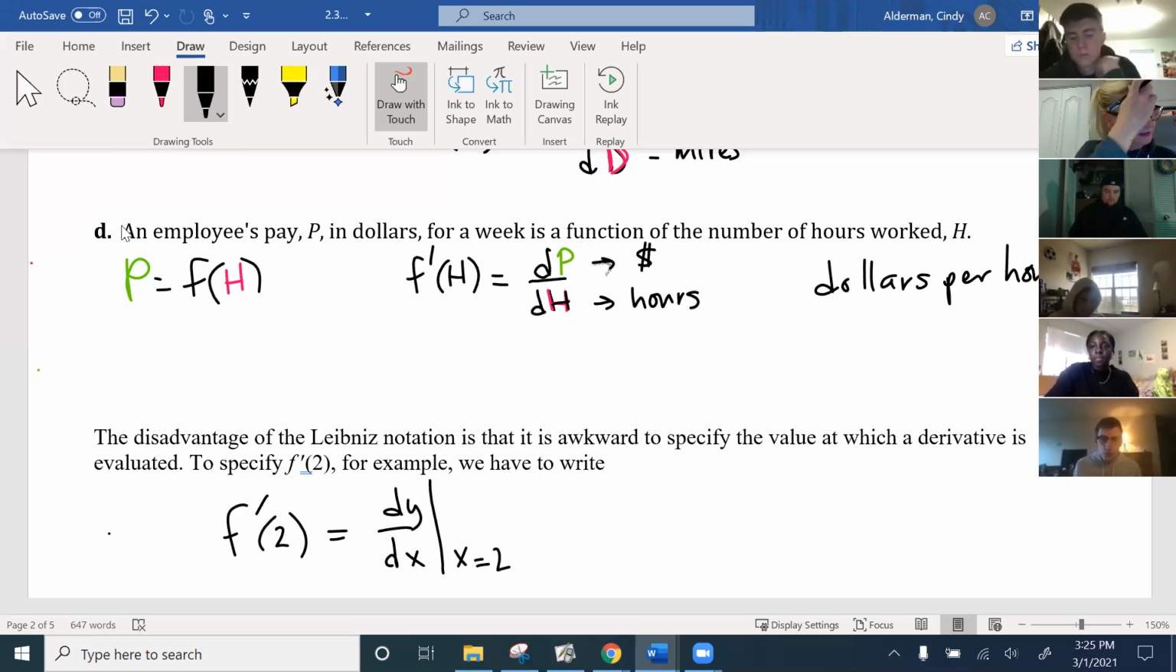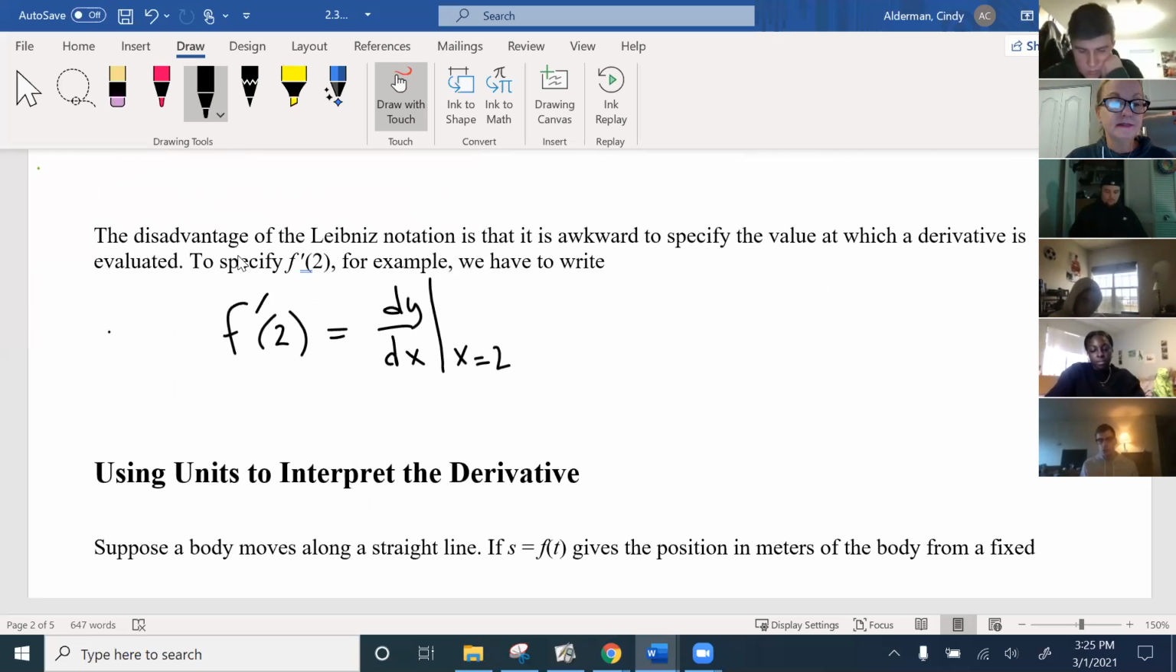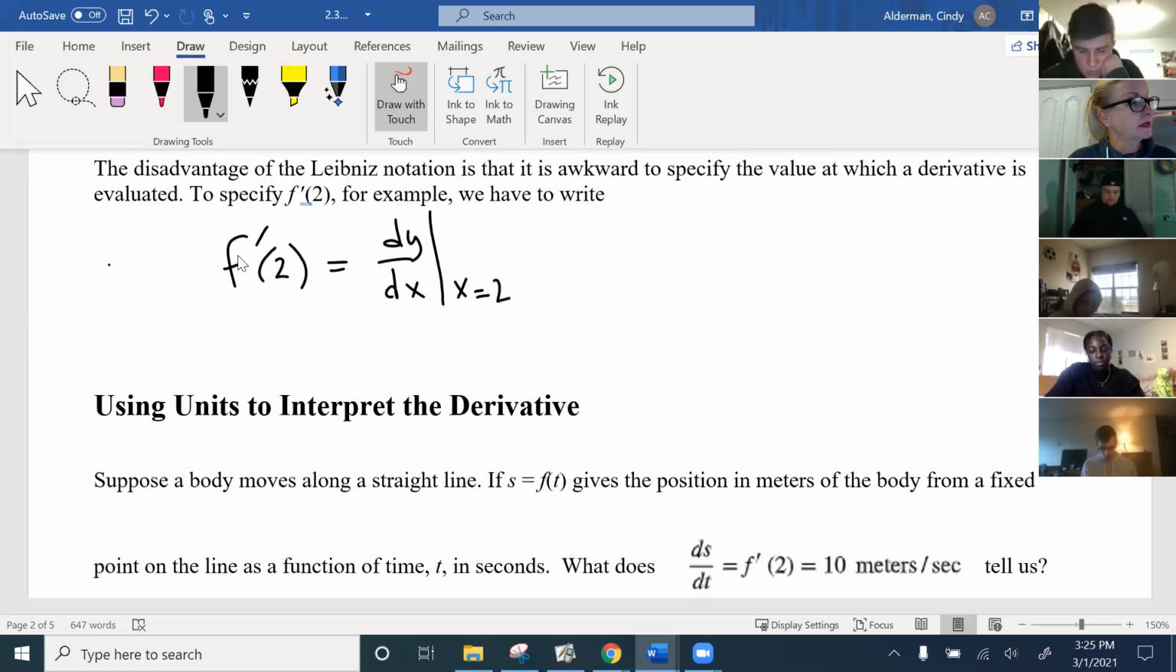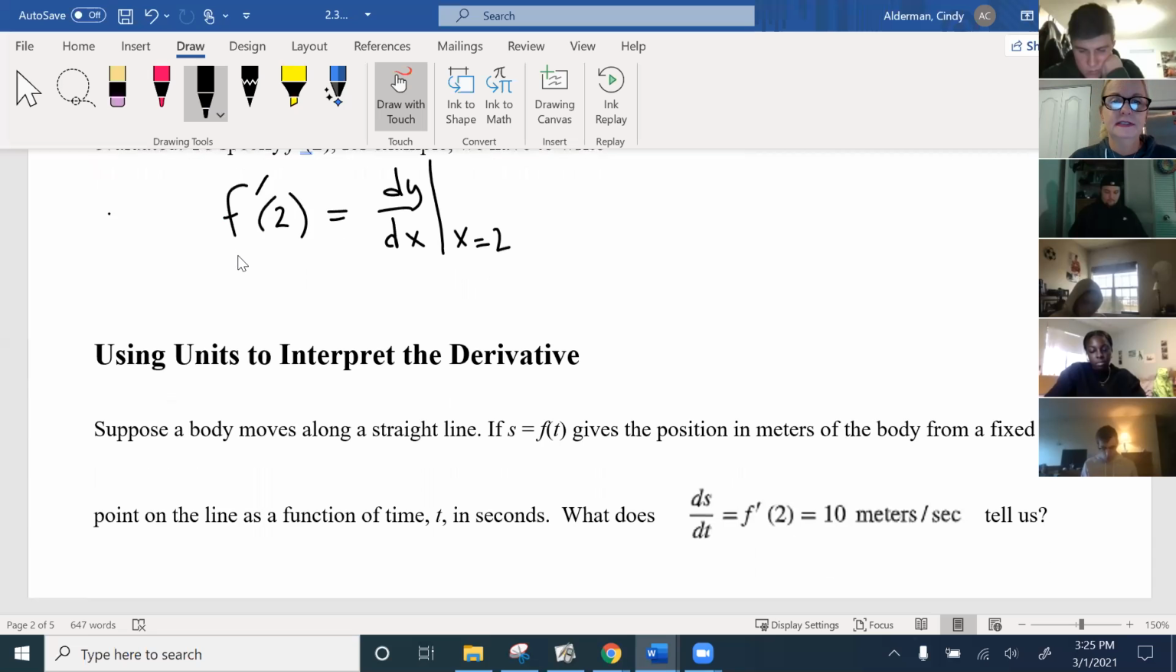Okay, so yeah, it's not the best thing, but it does have its uses. Okay, so using units to interpret the derivative.